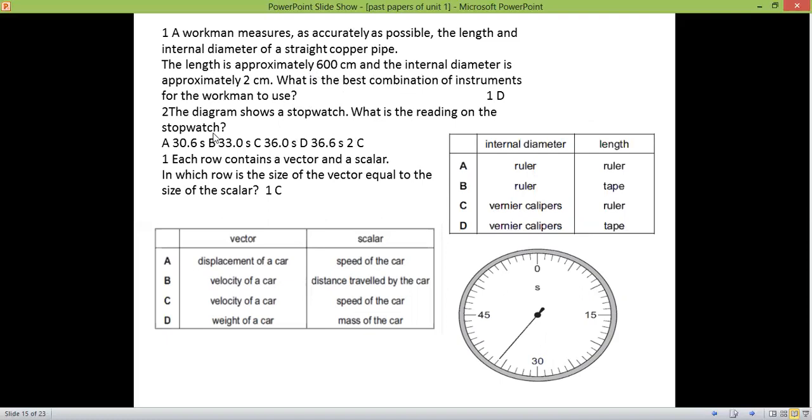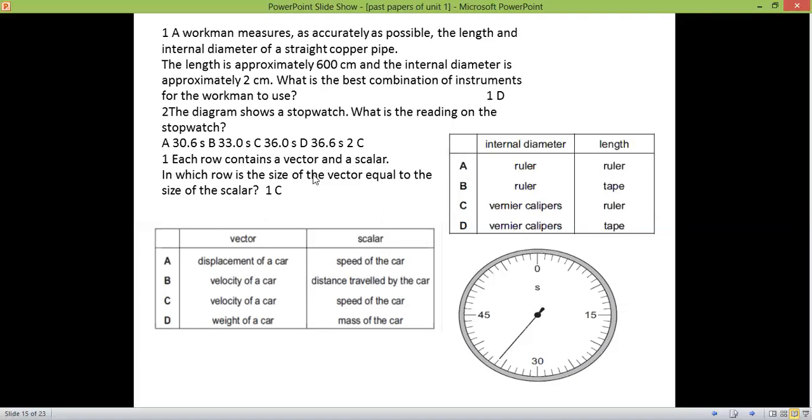Next, what is the reading shown in the stopwatch? Over here we can see it is 36 seconds. This is 30, this is 35, and the hand is pointing towards the 36th division. So 36 is the correct answer, C. Next, each row contains a vector and a scalar.